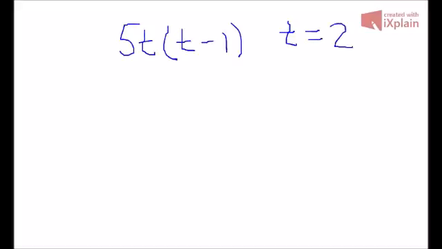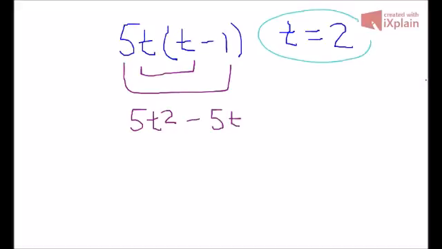Now let's try with substitution. Substitution is when you plug in a number for a variable after you simplify the expression. So let me give you this one. 5t times t minus 1 when t equals 2. The first step we would do is multiply out. So 5t times t would give you 5t squared. 5t times minus 1 would give you a minus 5t.